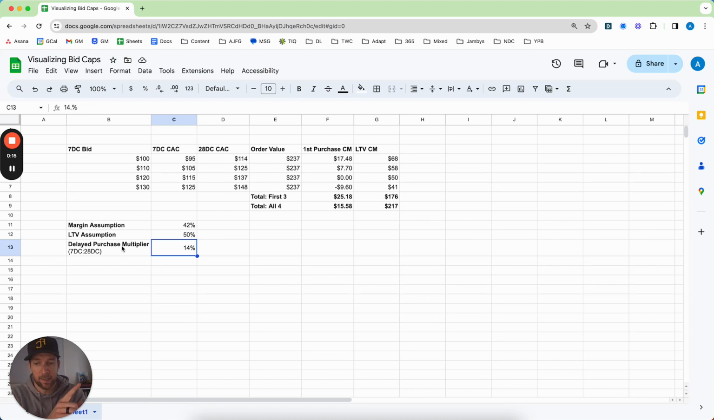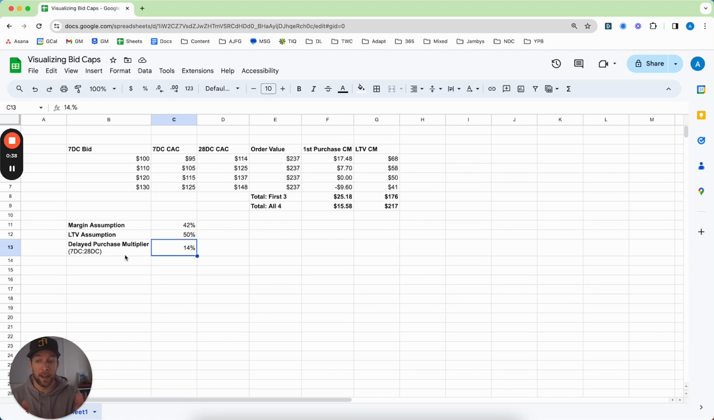What that means is because I have to bid on 1-day click or 7-day click, let's take a business that's bidding for 7-day click, I have to assume that there's some increase in the value of the clicks that I buy from day 7 to day 28 when Meta shows you the full value of your purchases, okay? Because there's always a gap between what you get on day 1 or day 7 and day 28. I call it the delayed purchase multiplier.